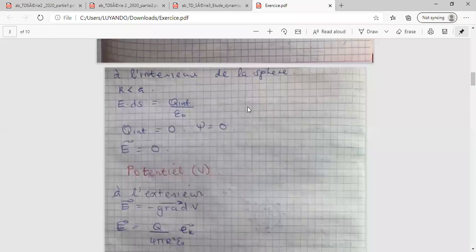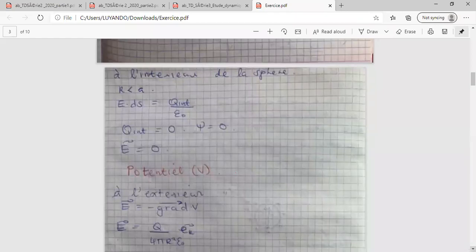All right, thanks. And now we're going to try and find the potential. We're going to find the potential à l'intérieur and à l'extérieur, the same thing that we're doing. So we discussed that potential tells us how much energy a single point charge at a given location will have.